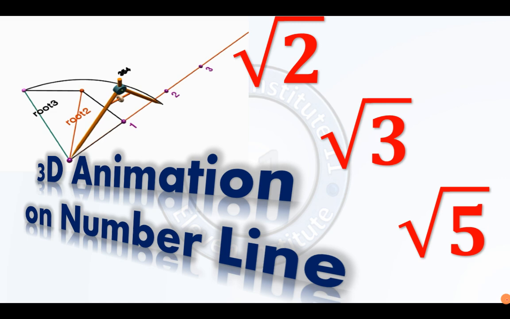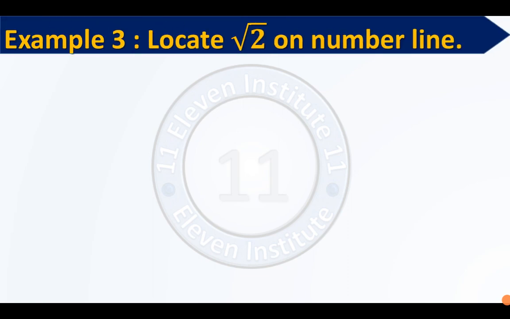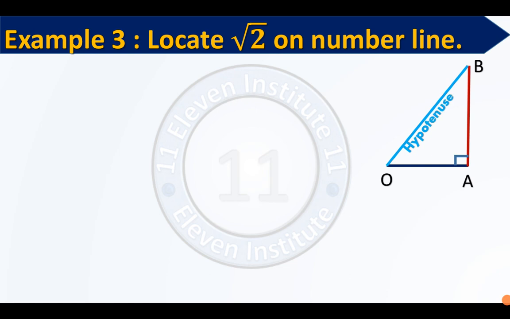So first let us quickly revise how to plot root 2 on the number line. Basically, in order to draw root 2, we need to construct a right angle triangle. A right angle triangle has a base like this, has an altitude like this. We will name the vertices O, A and B. This is our right angle. The side which is opposite to the right angle is our hypotenuse.